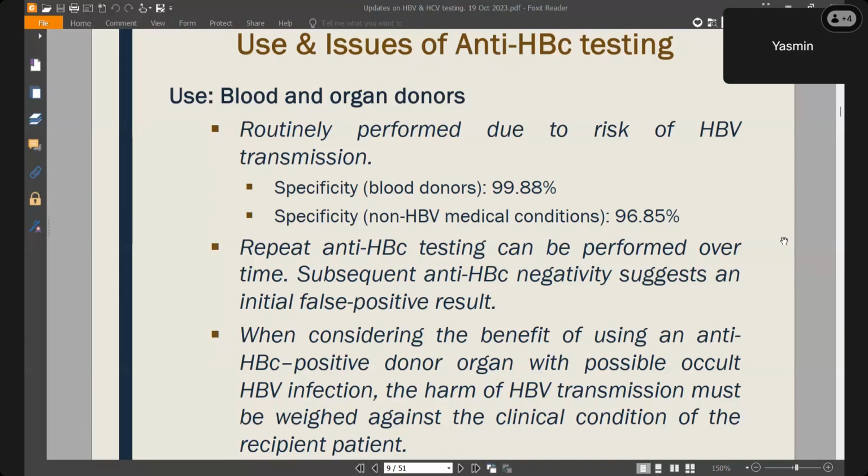So when considering the benefit of using an anti-HBC positive donor organ with possible mutation, with possible occult Hep B infection, then you've got to weigh the pros and cons. In other words, what's more important: the possible transmission or the clinical condition of the recipient patient? Next slide.